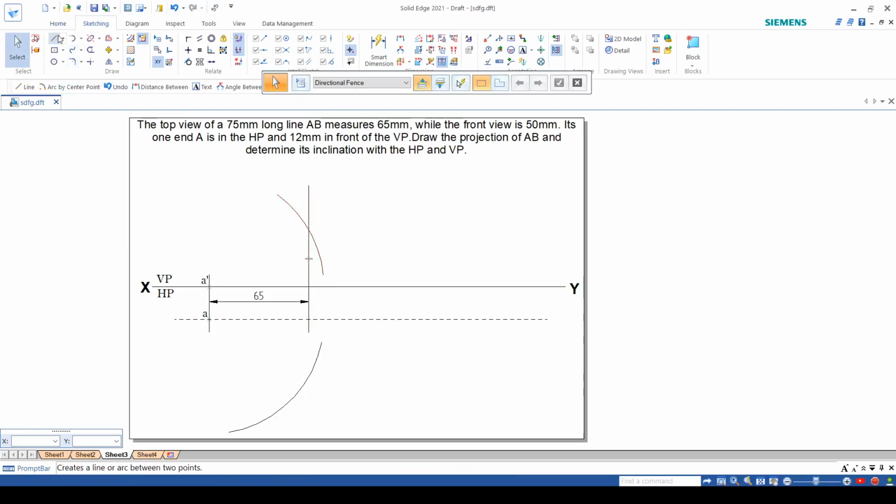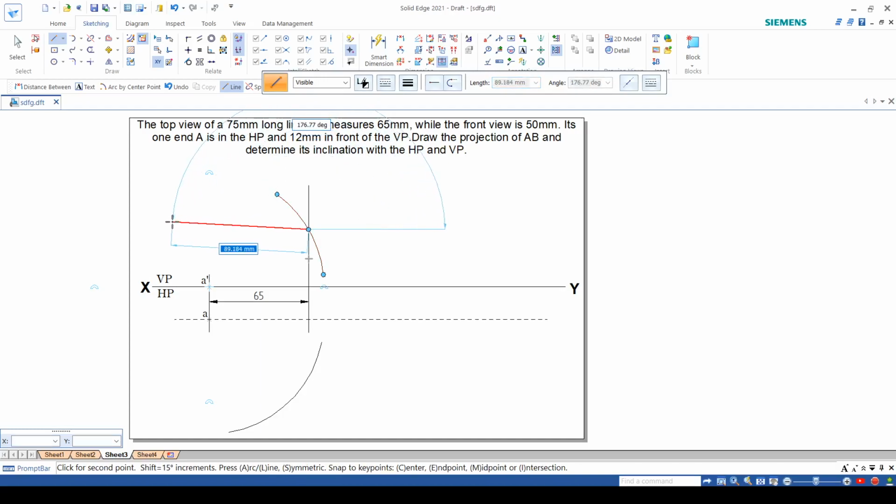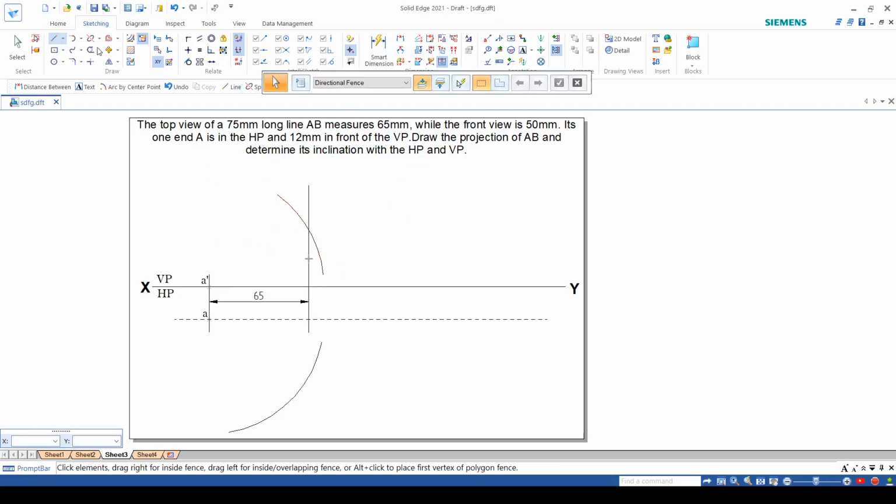So what we have to do is draw a dotted line. Now you know how to draw the perpendicular. Here we have a straight line, so from here we can draw a perpendicular. Wait, I have another option also. First I have to take the dotted one.